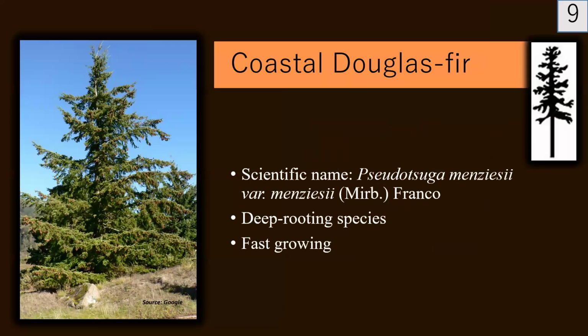So talking about the important species, Douglas-fir and Western red cedar. Coastal Douglas-fir is an important timber species in Canada. It is a deep-rooting species as well as a fast-growing tree species, and is found immensely distributed across the province of British Columbia.